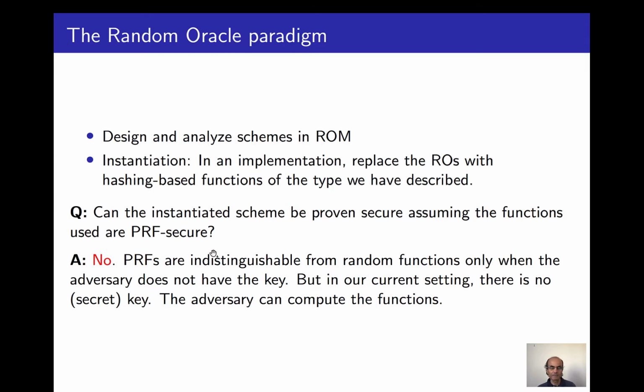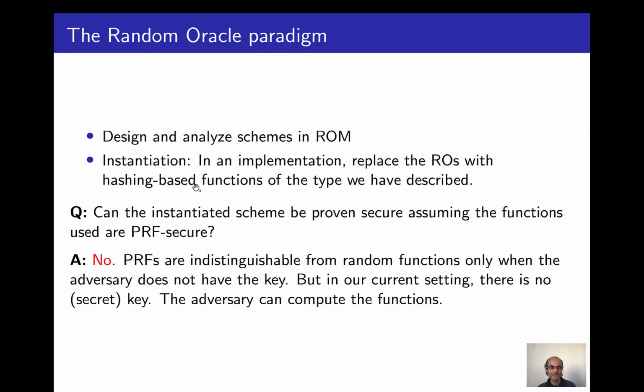But in an implementation, we have no such procedure sitting in the sky that you can just call to get random numbers, and we have to instantiate the hash function. And we do that by replacing the random oracle with functions of the type we've described earlier, built from cryptographic hash functions like SHA-256 or SHAKE.